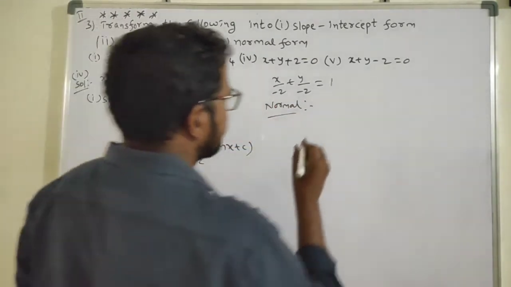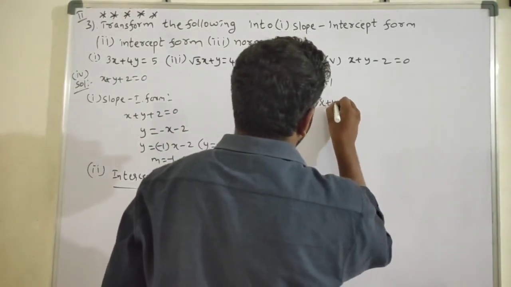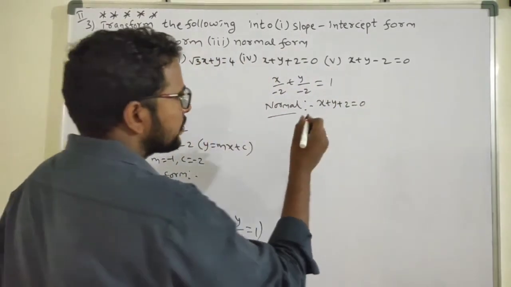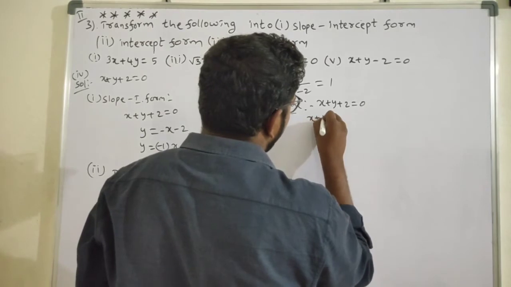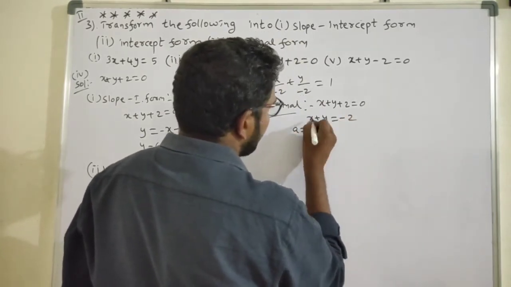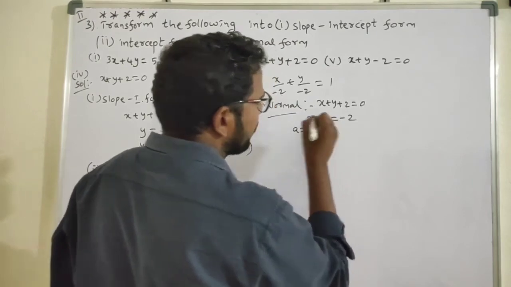What is given question, x plus y plus 2 is equals to 0. Send the 2 to the right side. So what do we get, x plus y is equals to -2. What is a? A is equals to 1, x coefficient. B is equals to 1, y coefficient.